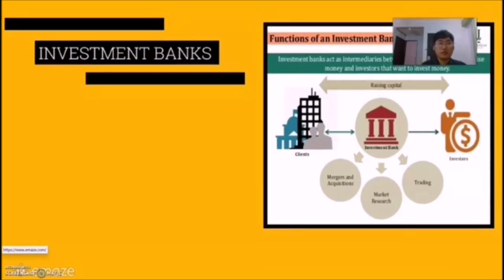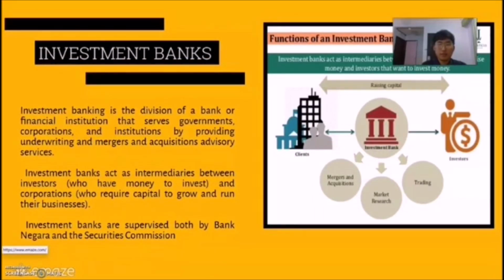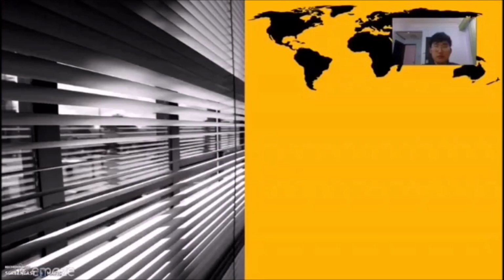The second one is investment banks. Investment banks are financial institutions that supply the raising of capital for other entities. The investment banks act as intermediary between investors and corporations. Also, the investment banks are supervised both by Bank Negara and the Securities Commission. The vocation of the investment banks is providing underwriting and merger and acquisition advisory services.